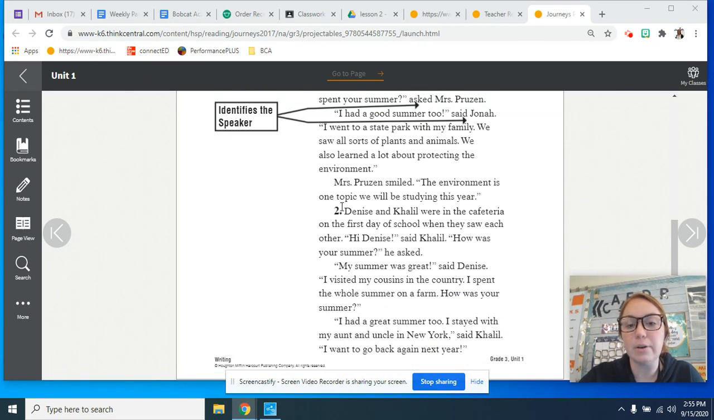The second example is down here. Number 2. Denise and Khalil were in the cafeteria on the first day of school when they saw each other. "Hi, Denise," said Khalil. "How was your summer?" he asked. "My summer was great," said Denise. "I visited my cousins in the country. I spent the whole summer on a farm. How was your summer?" "I had a great summer too. I stayed with my aunt and uncle in New York," said Khalil. "I want to go back again next year."